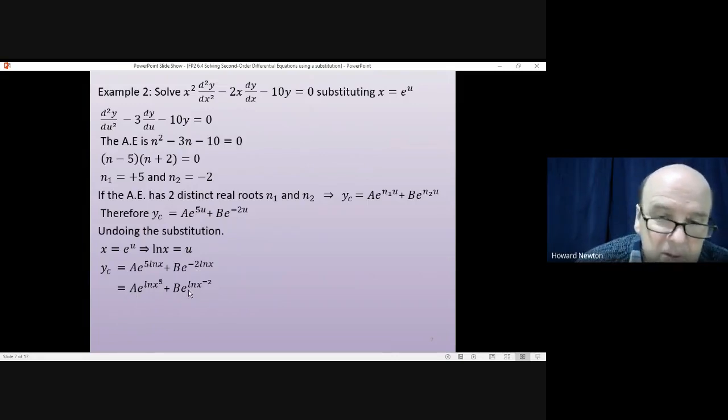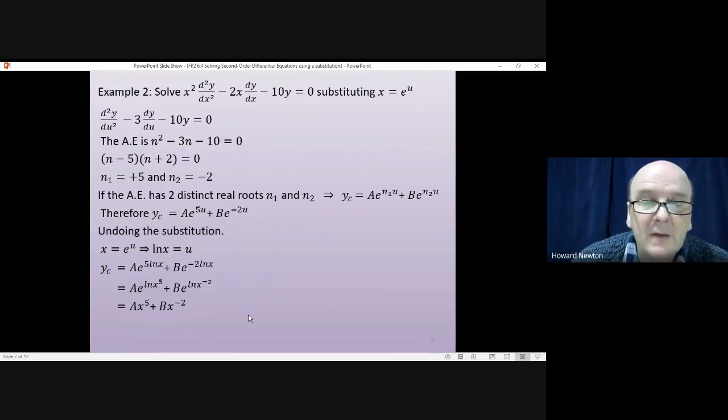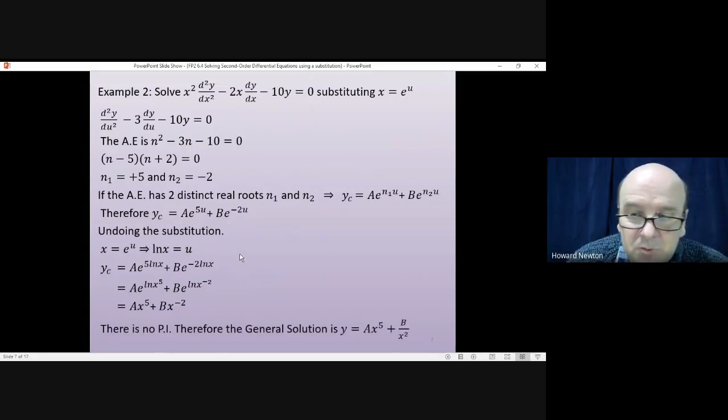That becomes e to the log x to the minus 2. Having done that, the e and the log can then cancel each other out because they're inverse functions. So that gives you a complementary function of Ax^5 + Bx^-2. Now, in this question, there is no function on the right-hand side, so there is no particular integral defined, and there are no boundary conditions. So the general solution is y equals Ax^5 plus B over x squared.